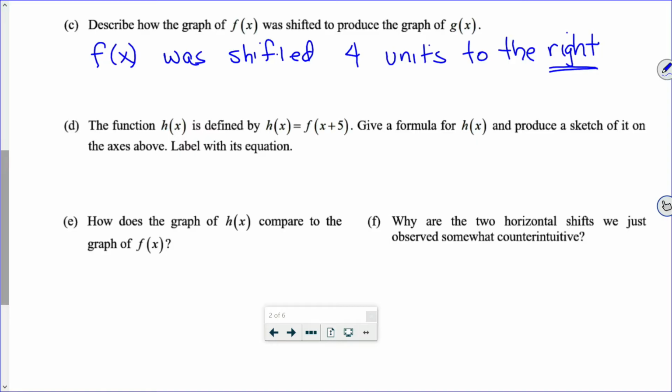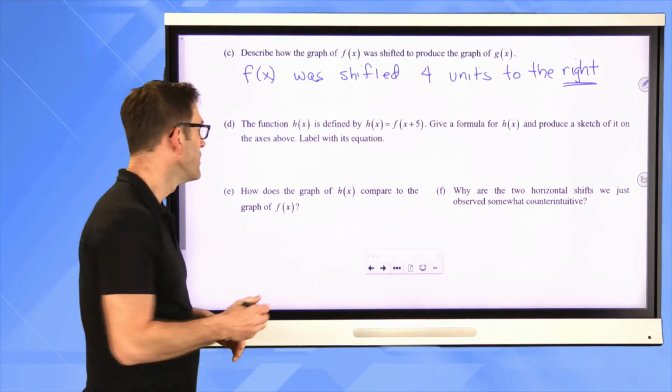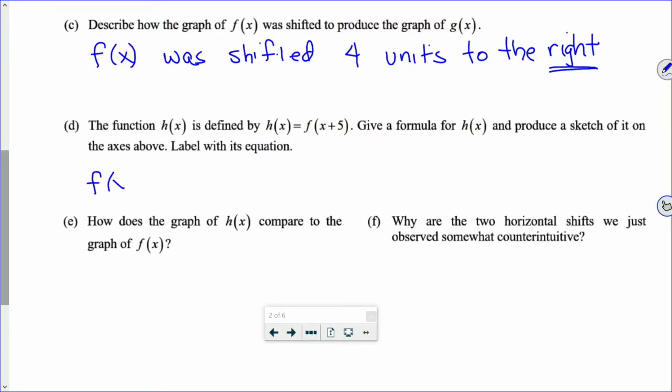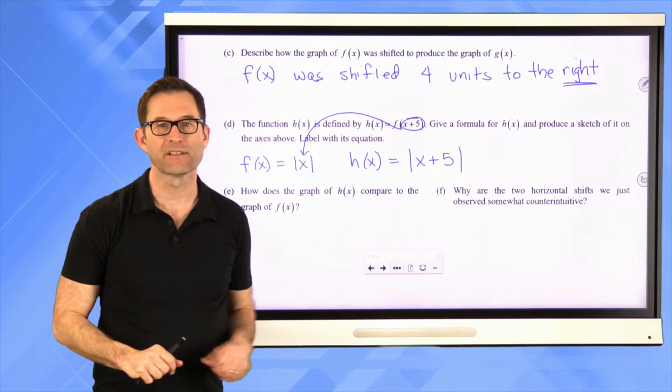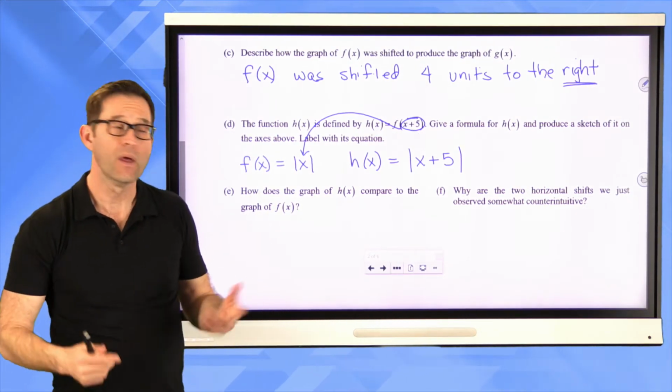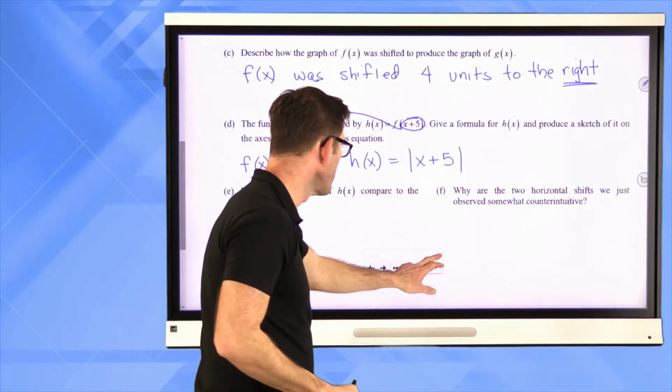Label it with its equation. Okay, again, keep in mind that f of x is equal to the absolute value of x. That's our original parent function. So h of x is going to be the absolute value of x plus 5, right? Again, whatever is in here replaces that because it's f of x plus 5. All right, so let's toss that into our calculator now.